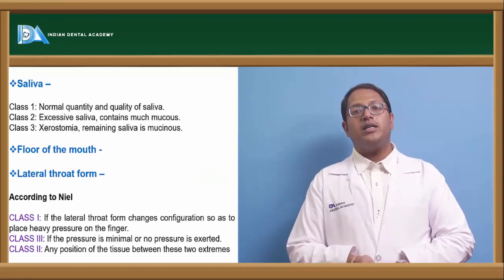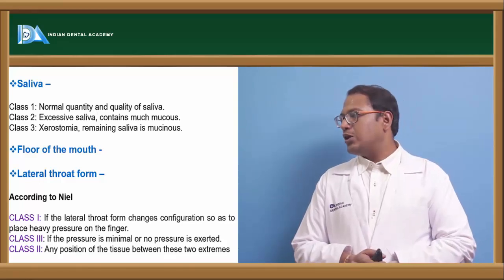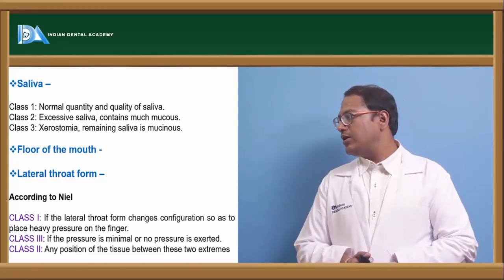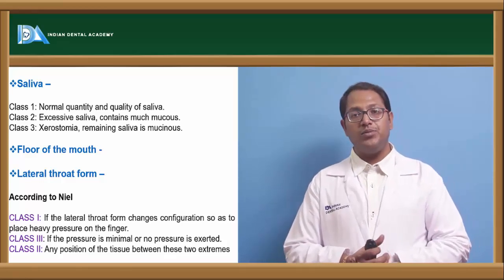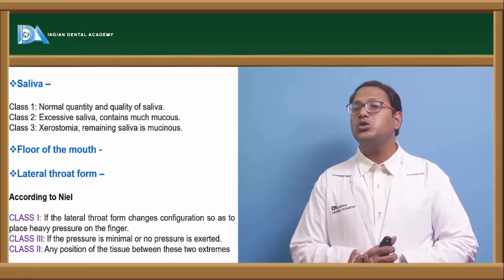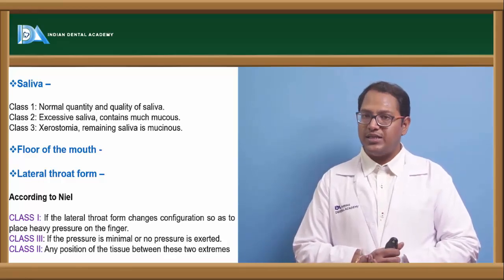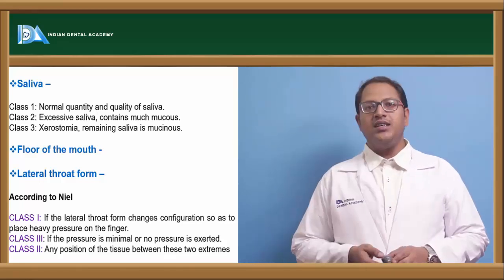Coming to saliva, another important thing which rules our oral cavity is saliva. Class 1 is normal quantity and quality of saliva. Class 2 is where there is excessive saliva which contains mucus saliva. And class 3 is xerostomia, where there is less amount of saliva. Class 2 is also known as sialorrhea patients.